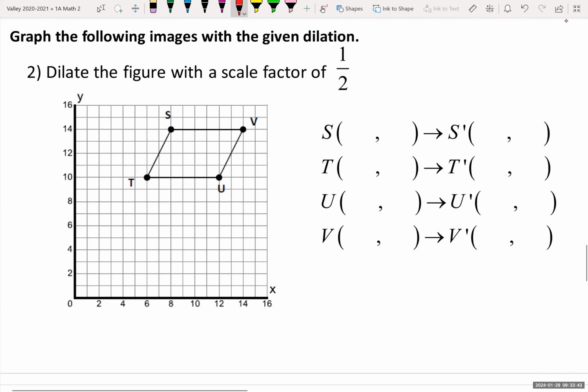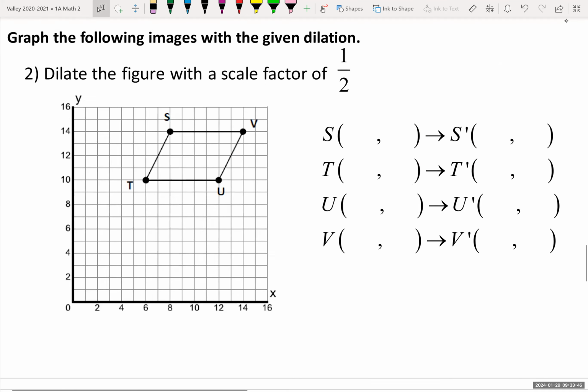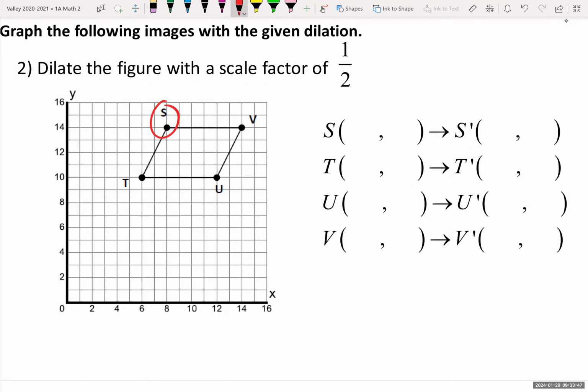So number two, first thing, let's just figure out our ordered pairs. So S, that's what we're looking at first. From the center, so we're starting down here at that 0, down to that bottom corner. We're going to move right and up. So right, we're going to count how many? 1, 2, 3, 4, 5, 6, 7, 8. And then up 1, 2, 3, 4, 5, 6, 7, 8, 9, 10, 11, 12, 13, 14. So this one is 8, 14.